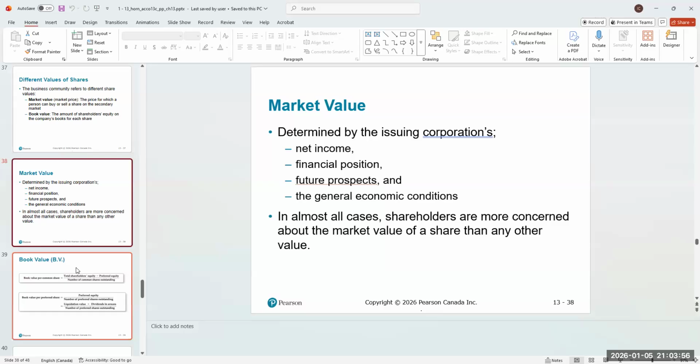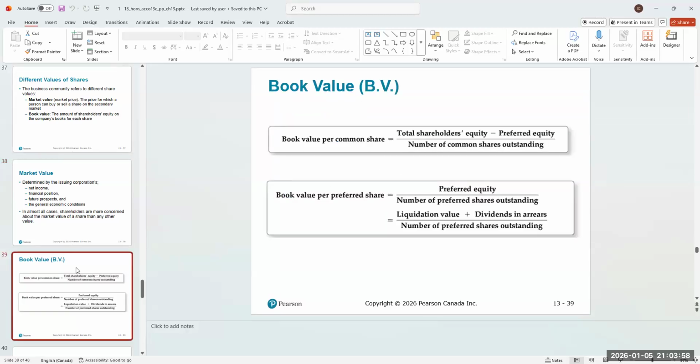Now, how are we going to get the book value? First, in order to get the book value per common share, we have to get the book value per preferred share. Why do we need it? Because we have to deduct it from the calculation. Remember, the preferred shares always go first. So what will be the book value of preferred shares? Preferred shares have the preferred equity and the number of preferred shares outstanding. The preferred shares also have liquidation value and dividend in arrears. That will be the preferred equity.